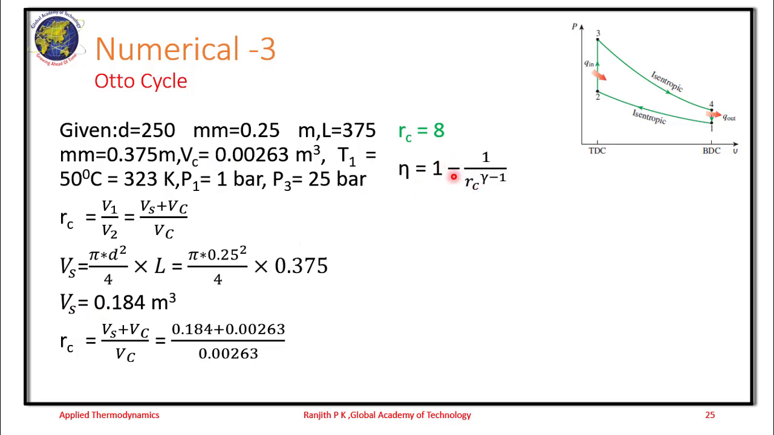Once we know the compression ratio, it is easier to find the efficiency: 1 minus 1 divided by RC power gamma minus 1. Since the numerical said assume ideal conditions, we are going to take gamma as 1.5 or 1.4, any value. So we get efficiency as 0.565, or 56.5%.